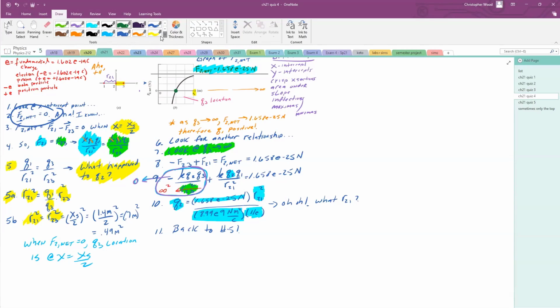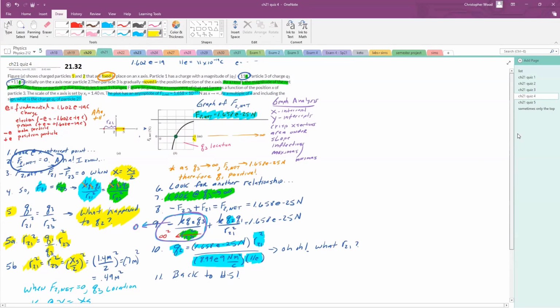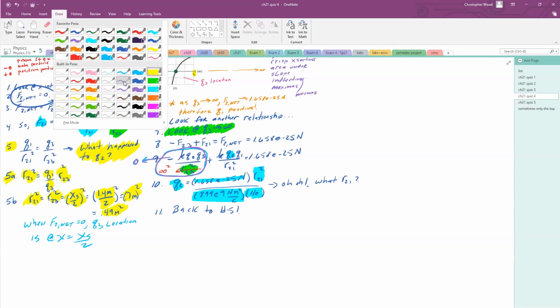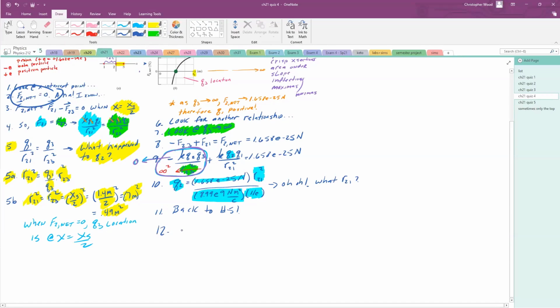So having said that, XS over 2 squared, and for me, XS is given as 1.4 meters. So what's 1.4 over 2? It's 0.7, squared. Okay, so 0.49 is for me R21 squared. Having said all of that, now let's update number 10.